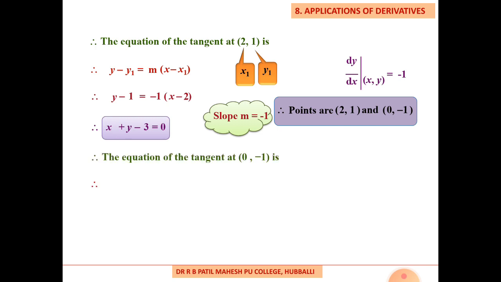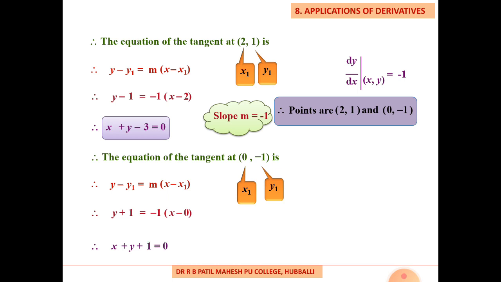Now similarly, the equation of the tangent at (0, minus 1) is given by y minus y1 equals m into (x minus x1). This is the formula. Next substitute the x1 and y1 terms. Here m equals minus 1. If we simplify, we will get x plus y plus 1 equals 0. So this is the equation of the tangent at (0, minus 1). These are the required equations of the tangent at these two points.